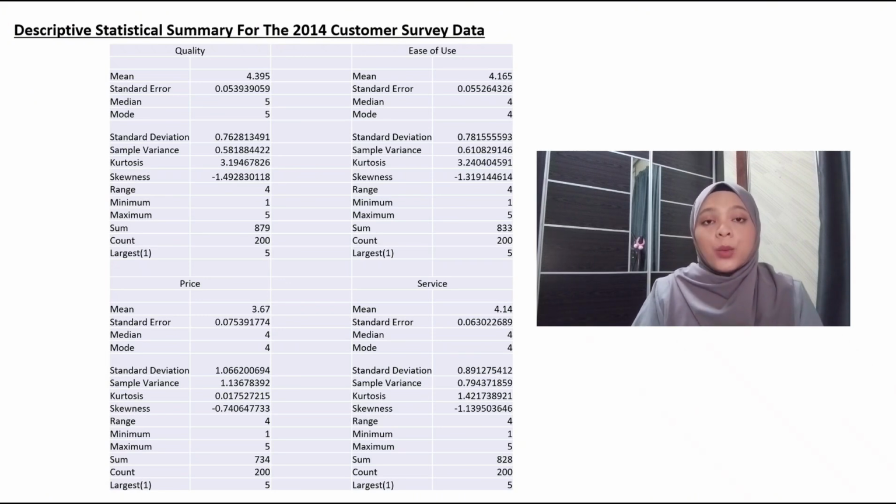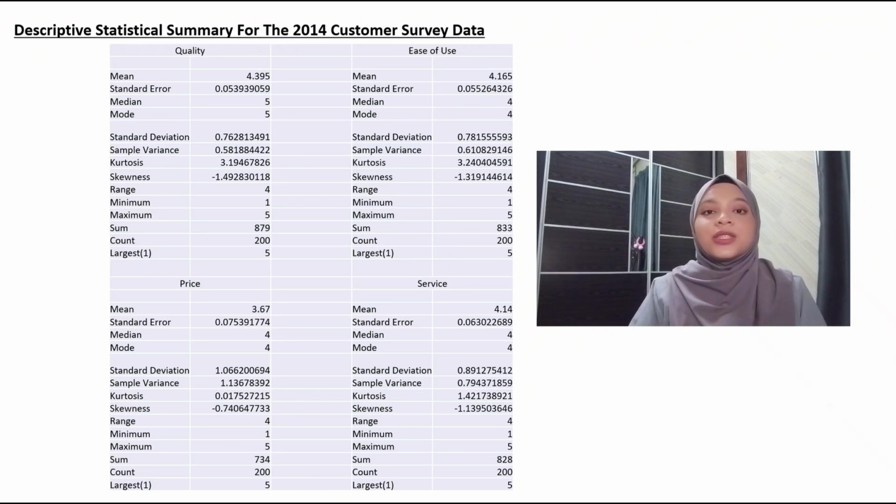So let's start with the quality. This attribute received the highest average score of 4.40 out of 5. The minimum value was 1 and the maximum was 5. The standard deviation was 0.676, which means that most customers gave similar high ratings. We can conclude that customers were very satisfied with the quality of the product.